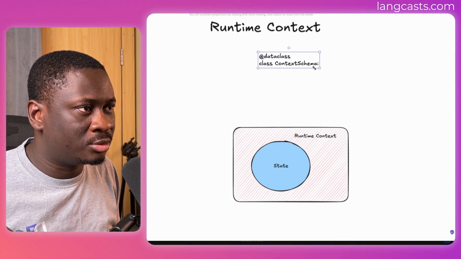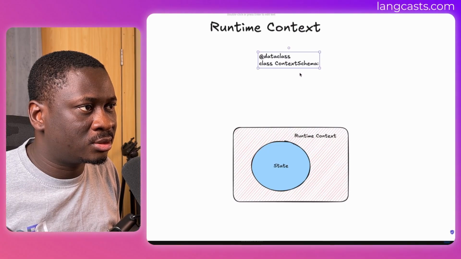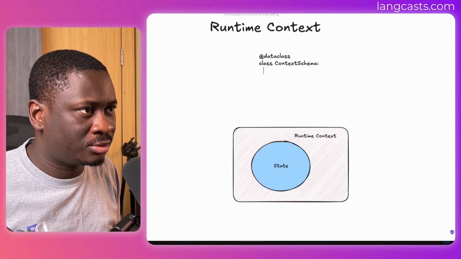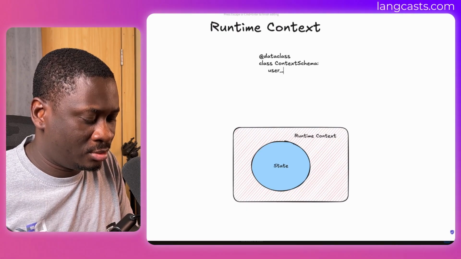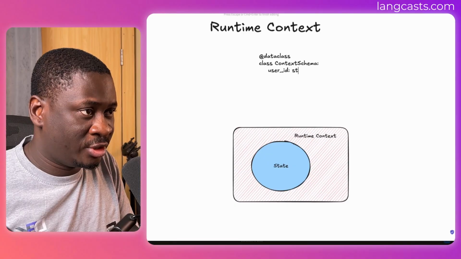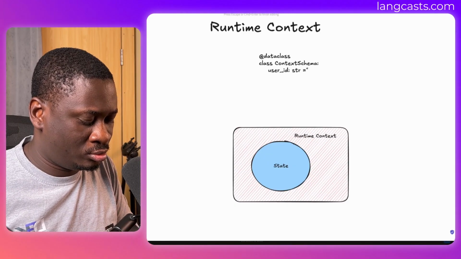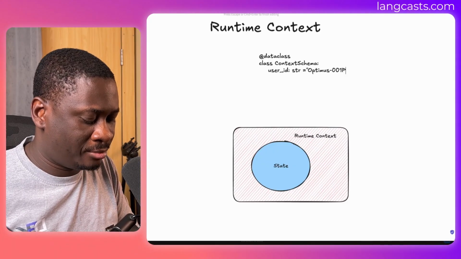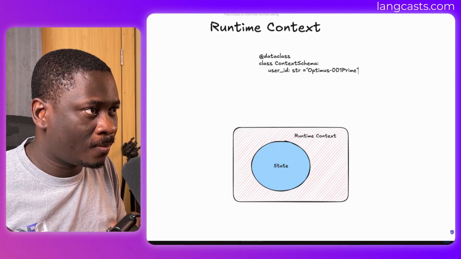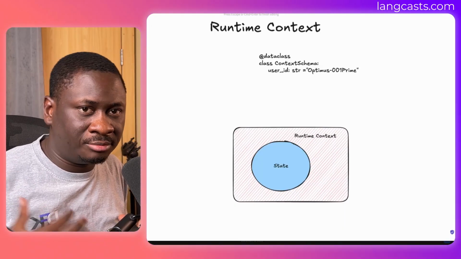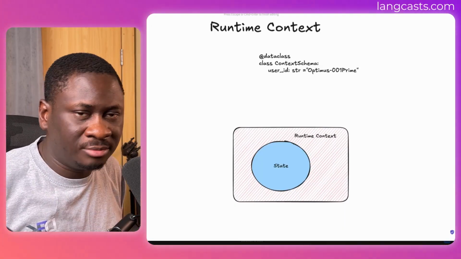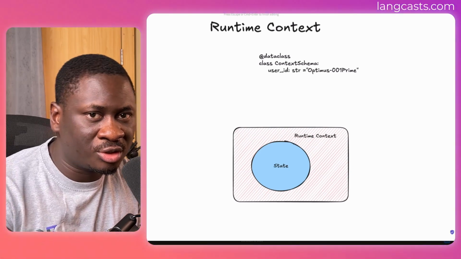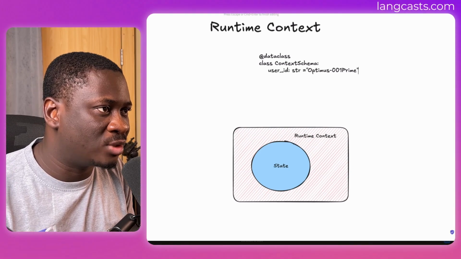Go into that data class and define values. Let's say user ID, which is a string, and you can set that string to Optimus 001 prime. So you can set that right there in the schema, and if you don't override it when you are invoking your graph, this is just what your graph will continue to use anytime it needs to access this data.